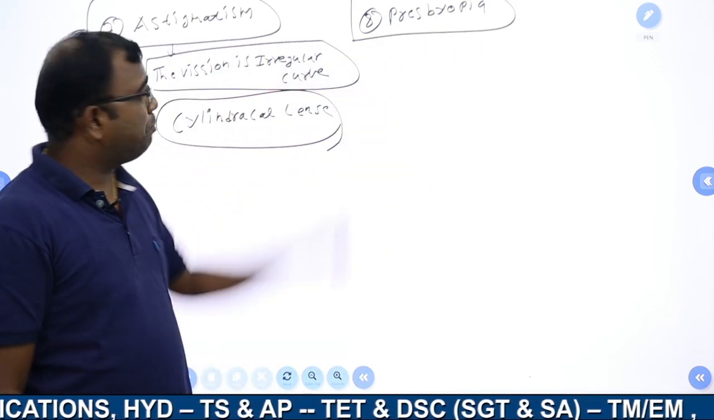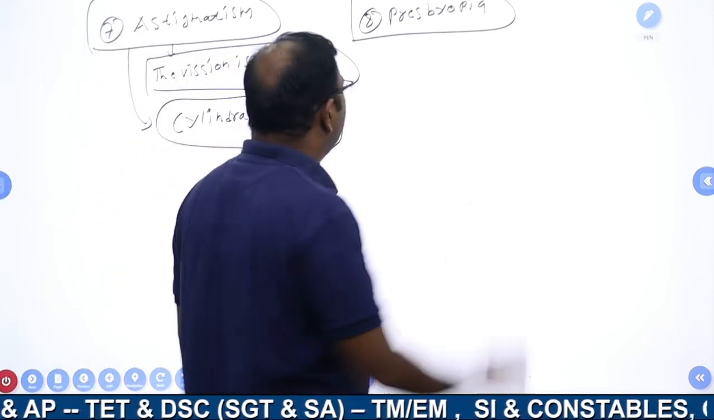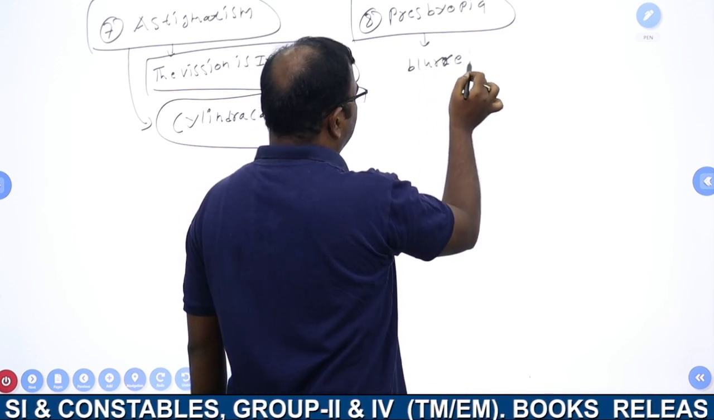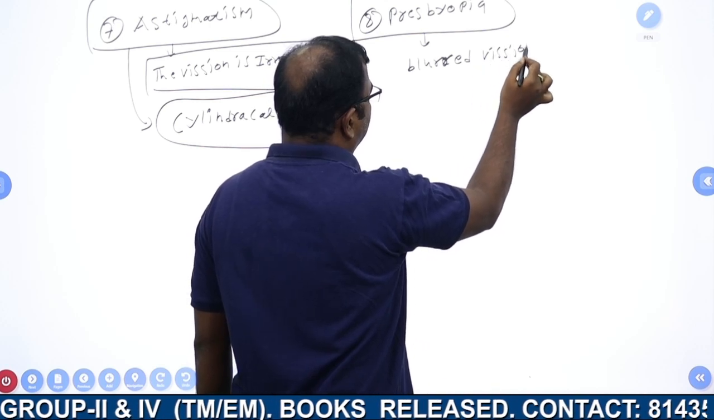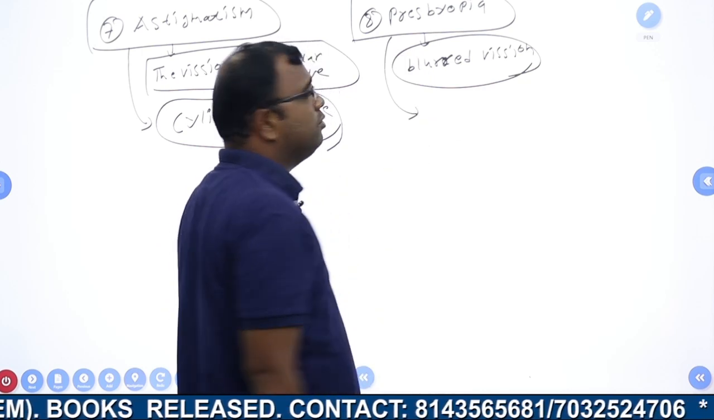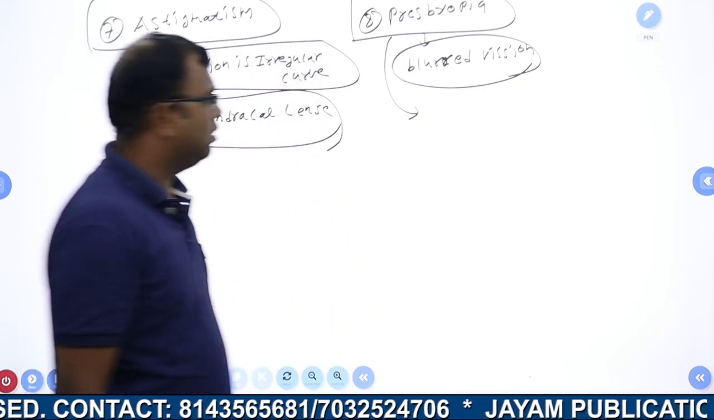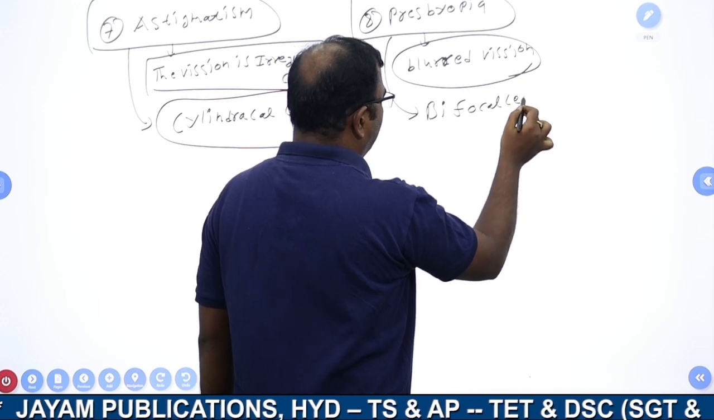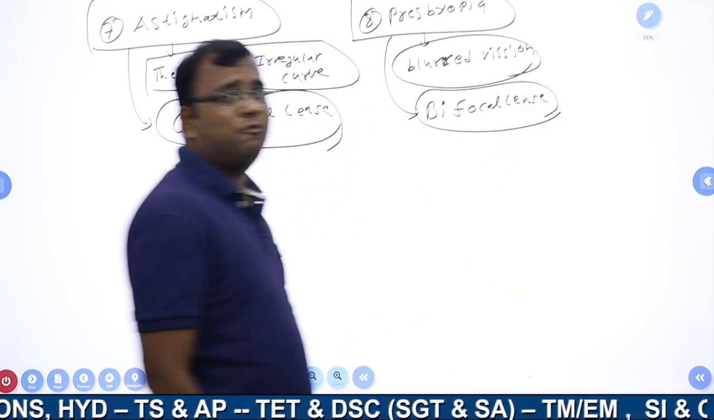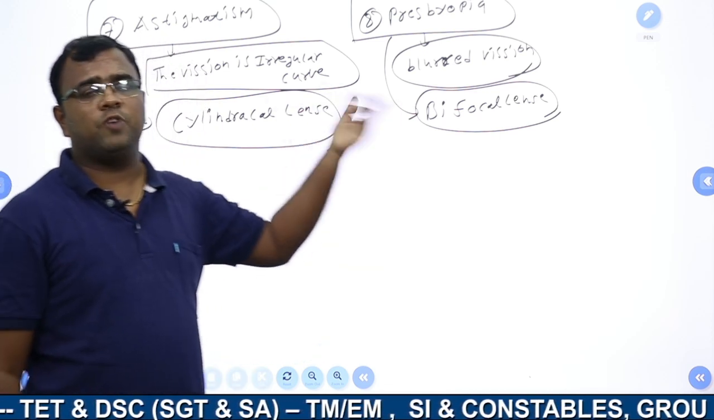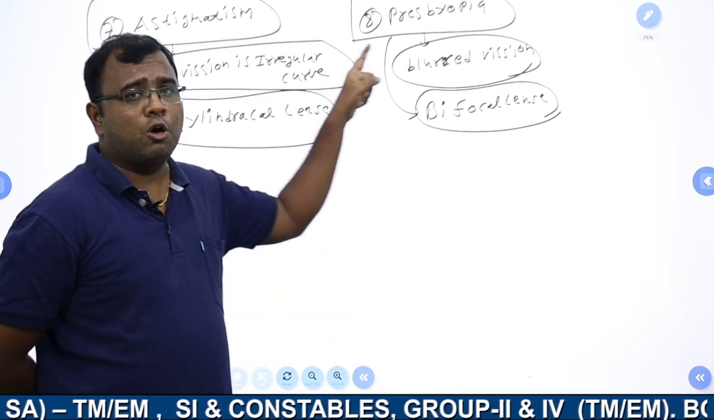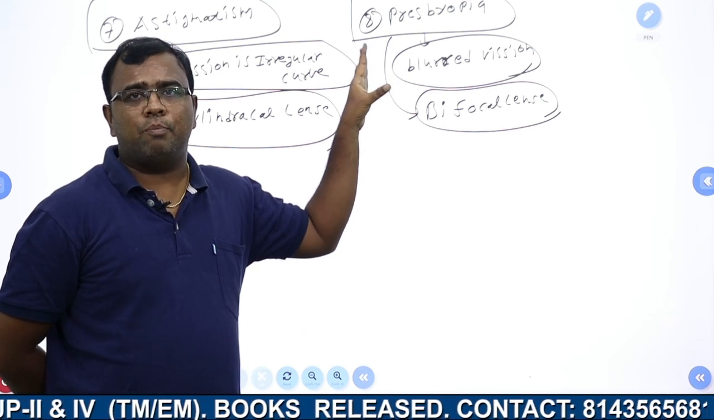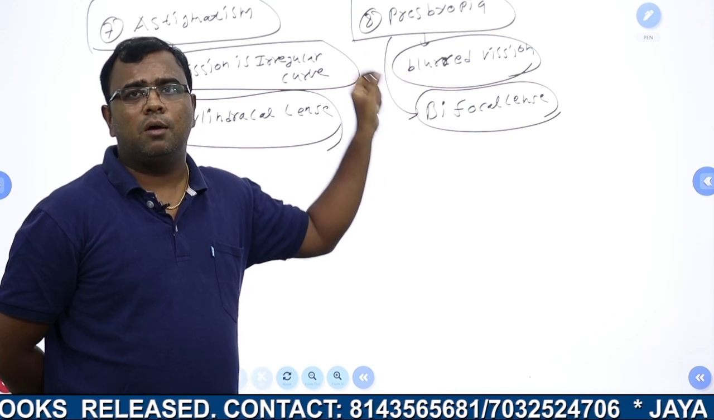Next, presbyopia. The presbyopia persons' vision is blurred vision. Which lens is used for presbyopia persons? Bifocal lens. The bifocal lens are used for presbyopia person. The presbyopia person's vision is blurred vision. The presbyopia persons are used for bifocal lens also.